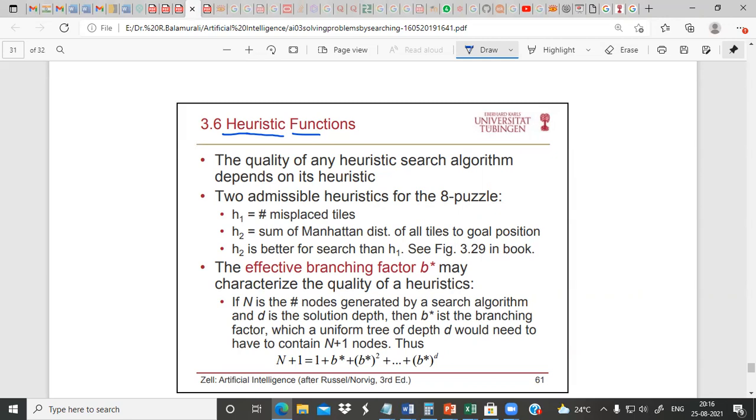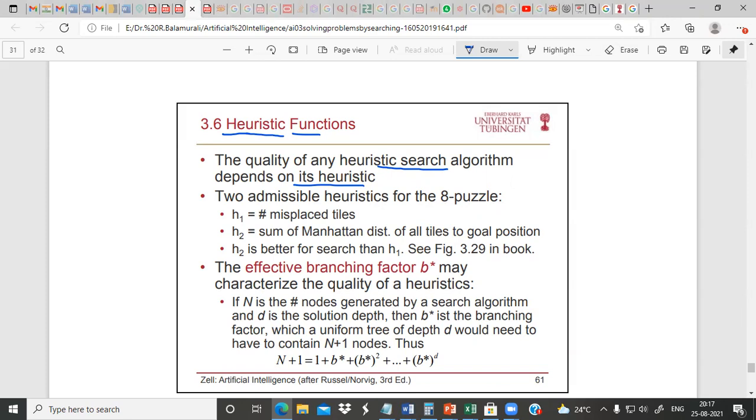So the quality of a heuristic search algorithm depends on its heuristic function. That is the point. We have already discussed that for an algorithm to be optimal, it should satisfy two conditions. That is, the heuristic function should be admissible and also consistent.